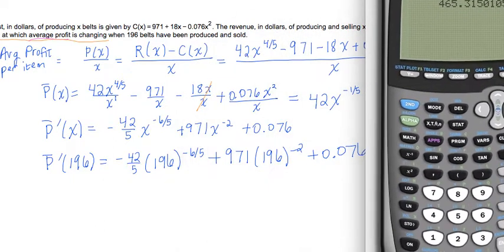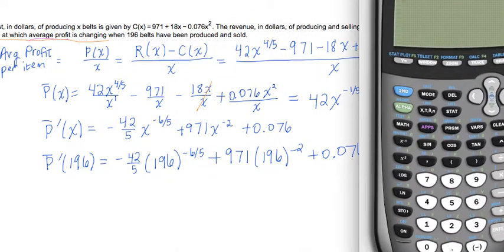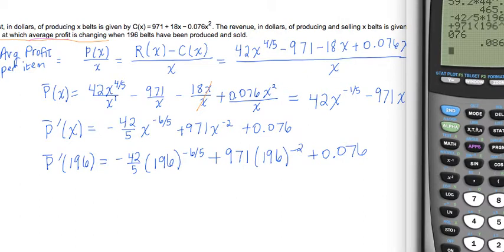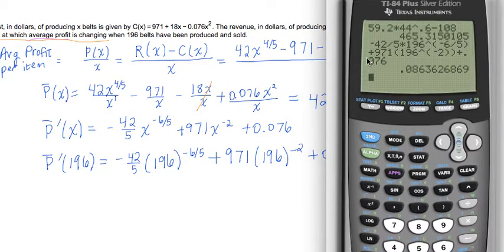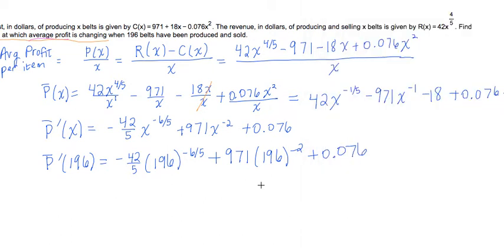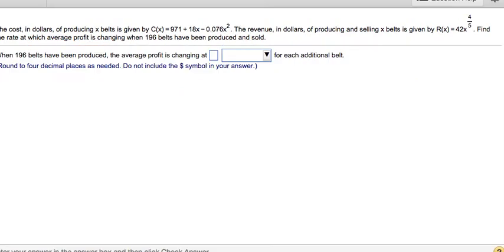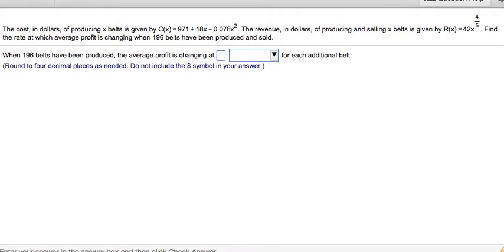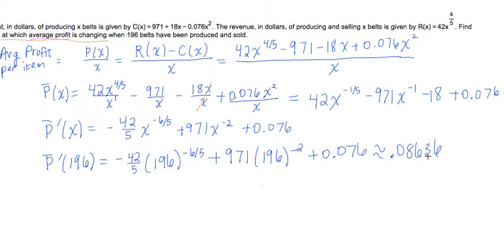And you'll have to enter that on your calculator. Okay, entering all that in right here, I got 0.08636. Let's go look at, what does that mean? 0.08636. Let's round to 4 decimal places, so about 0.0864.